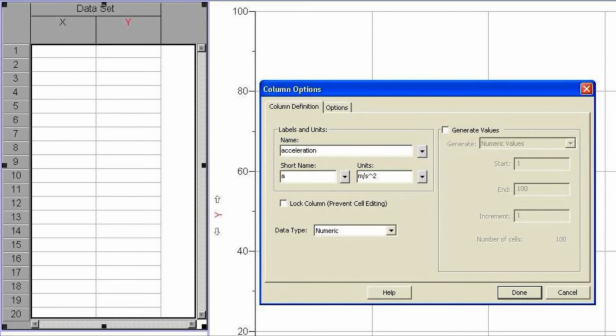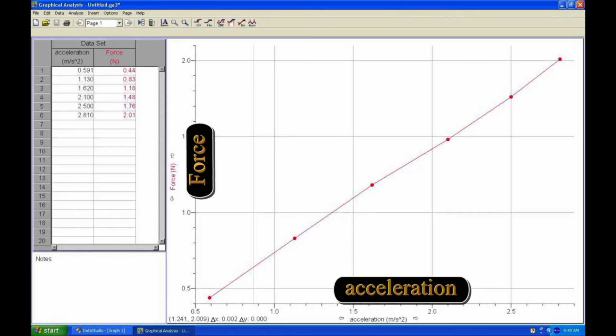Change the name of the X data to acceleration with units of meters per second squared. Similarly, change the name of the y-axis column data to force with units of newtons. Input the numbers you obtained from different accelerating weights.